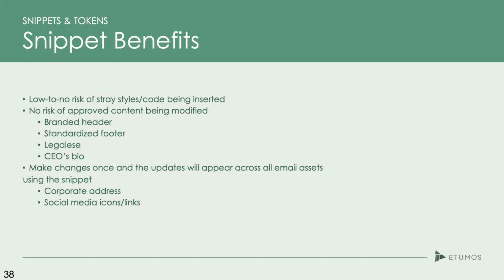Even if the standardized content may change in the future, snippets make it easy to update. You'd edit the snippet in one place, and the updates will appear across all email assets that use the snippet, old or new. Some examples could be the corporate address and social media icons or links. If they're part of a snippet, you can quickly update them when you move offices or a new social media platform launches.